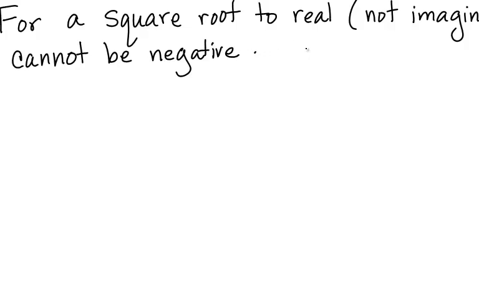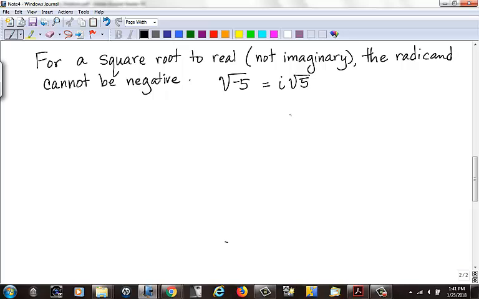For example, the square root of -5. You would end up with i radical 5, and that's not real. This would simplify to i radical 5, and that's not real, that's imaginary. Okay, so they will give you problems like this.